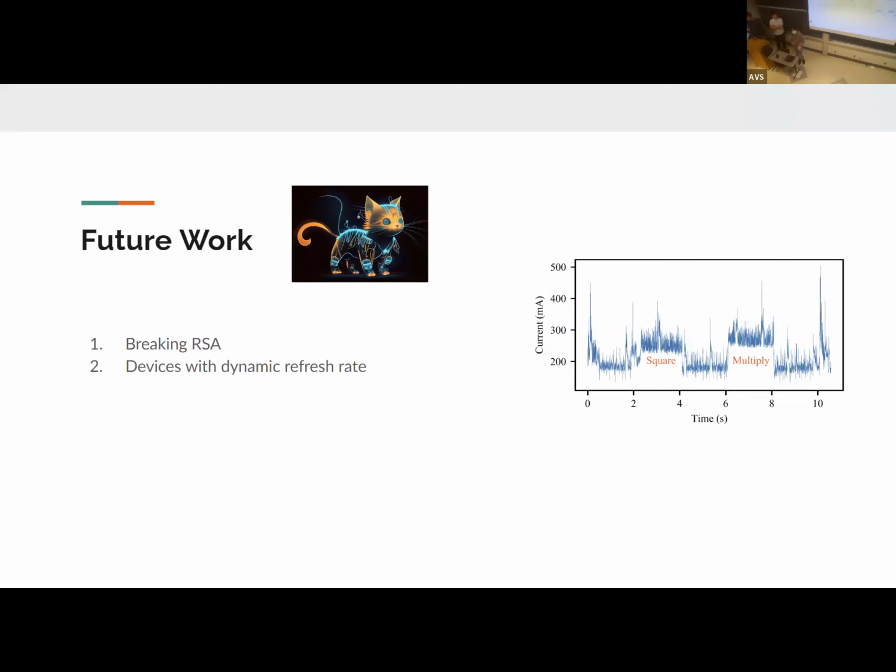Furthermore, we also thought about a potential future work involving devices with dynamic refresh rates. For example, on a lot of modern devices, if you touch the screen, the refresh rate will jump to 120 Hz, requesting additional frames from this buffer. We were wondering if this would somehow be reflected in the current trace as well, where we can look at the current traces and see if we can infer user input to extract passwords or something that they typed in.